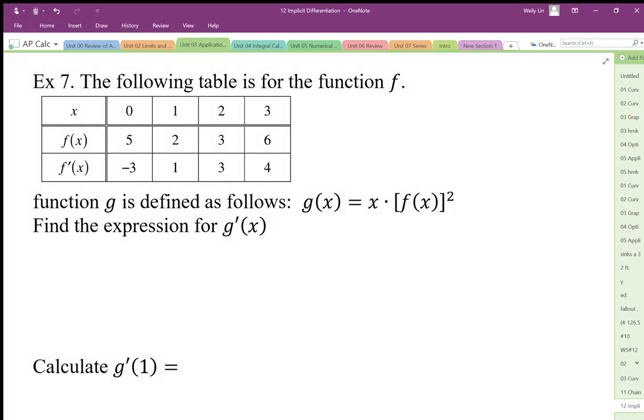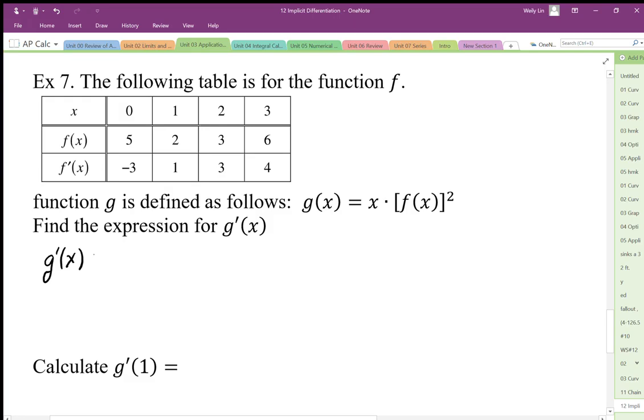We have our f of x defined here in the table, and we also are given the f prime values. And then we're given a separate function g that's defined in terms of f and another function of x. Okay, so find the expression for g prime. Well, this is differentiating notation. So to find g prime, we need to differentiate g.